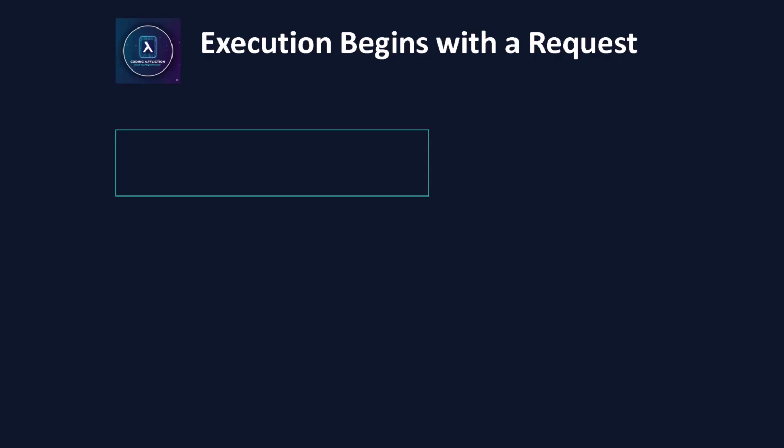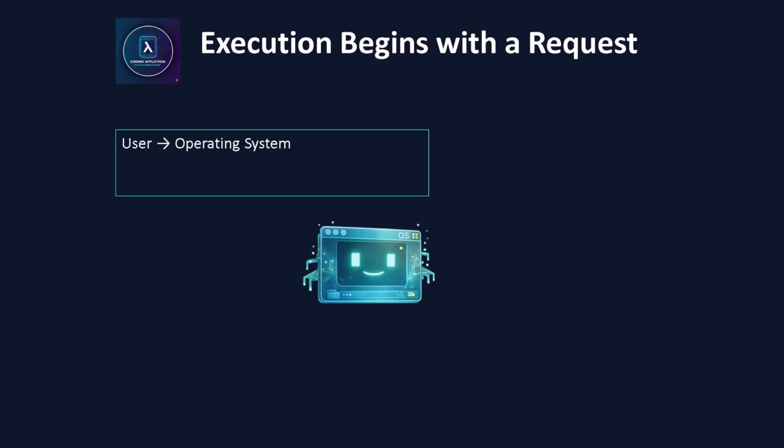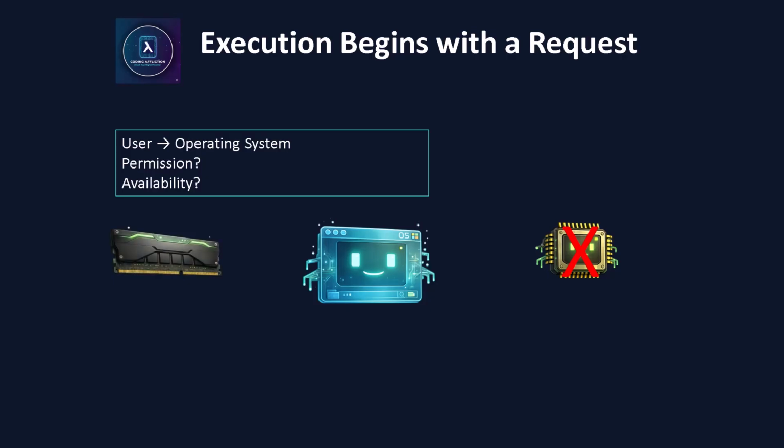When you click the program, you send a request to the operating system, not to the processor. The operating system receives the request and evaluates it. Do you have permission? Are resources available? Can memory be assigned? Execution does not begin automatically. It begins after approval. That approval step is invisible, but foundational.